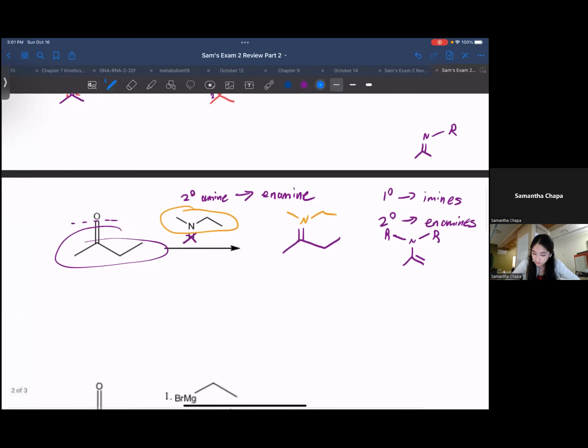So for the mechanism, the first step is, I forgot to include the mild acid. But it'll have mild acid, and for mild acids, we can use acetic acid. So acetic acid is going to come in and protonate my carbonyl oxygen.